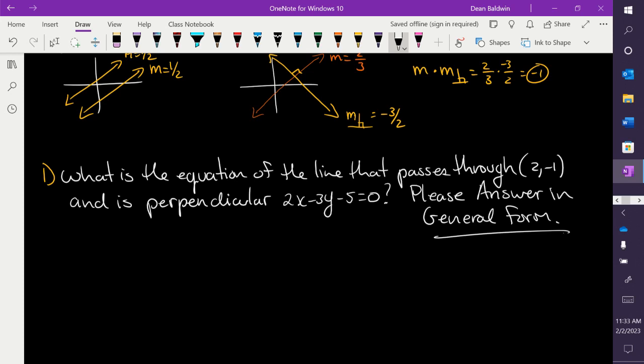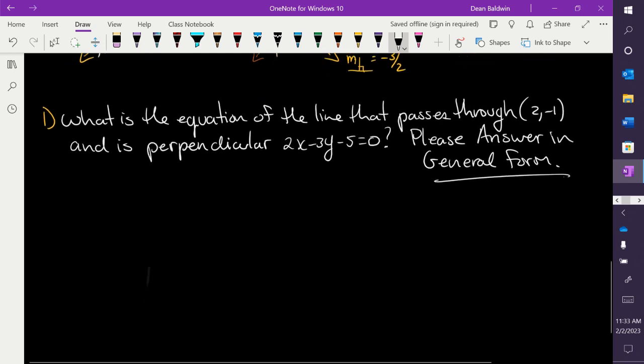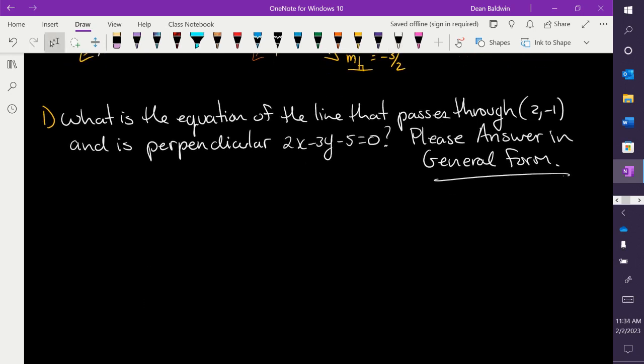And the book always puts its answers in general form, so we'll practice doing that right now. What do we do? What pieces of information do we need? What's one of the pieces of information that we need to figure out the equation of a linear line? Slope. So as soon as they say the word perpendicular or parallel to a line, that's the line you want to use to determine the slope.